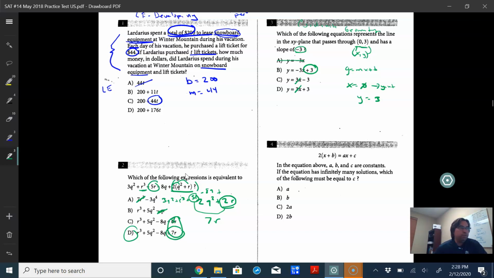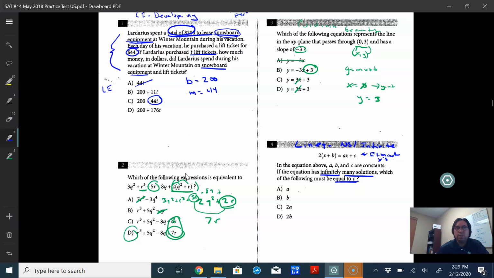Alrighty, so let's look at number 4. I know this type of problem traditionally gives students some angst. What we have is a linear equation, but more importantly, we're talking about either no solutions or infinite solutions. Remember our main tip here is we want to eliminate the x's and be left with values. The question says if the equation has infinitely many solutions, which of the following must be equal to c?